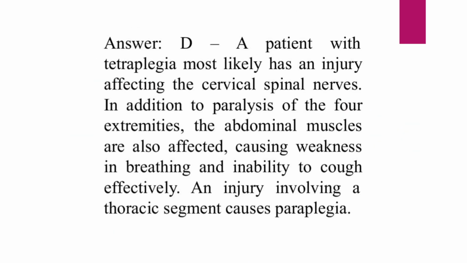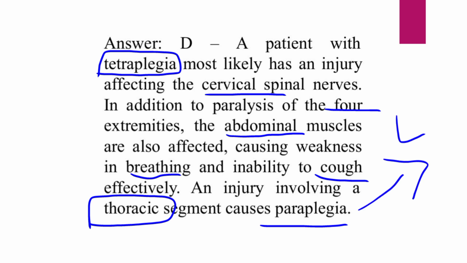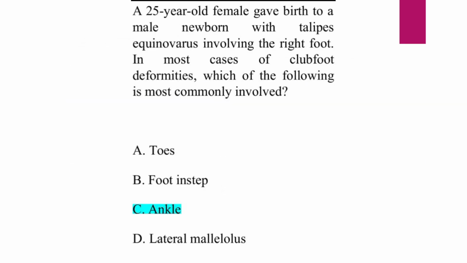A patient with tetraplegia, in which all four extremities are involved, most likely has an injury affecting the cervical spine. In addition to paralysis of the four extremities, the abdominal muscles are also affected, causing weakness in breathing and inability to cough effectively. If the thoracic region is involved, it causes paraplegia, paralysis of both lower limbs. Note them. Go to the next MCQ.